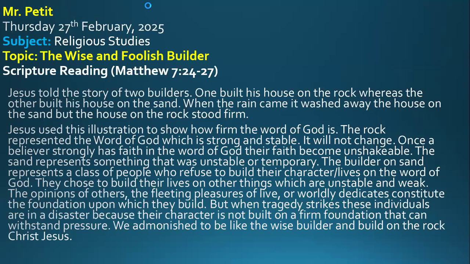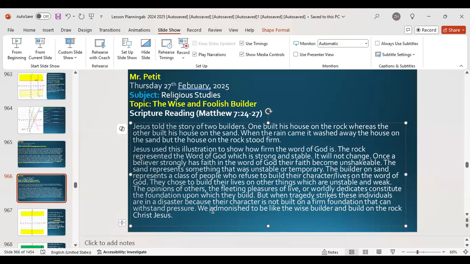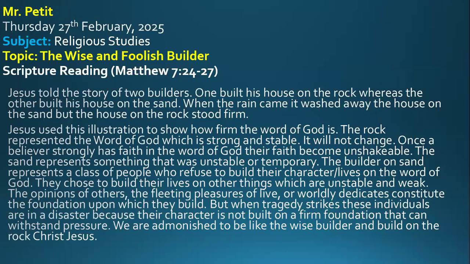The builder on sand represents a class of people who refuse to build their character lives on the word of God. They choose to build their lives on other things which are unstable and weak. The opinions of others, the fleeting pressures of life, or worldly dedication constitutes the foundation upon which they build. But when tragedy strikes, these individuals are in a disaster because their character is not built on a firm foundation that can withstand pressure. We are admonished to be like the wise builder and build on the rock, Christ Jesus. Very good.